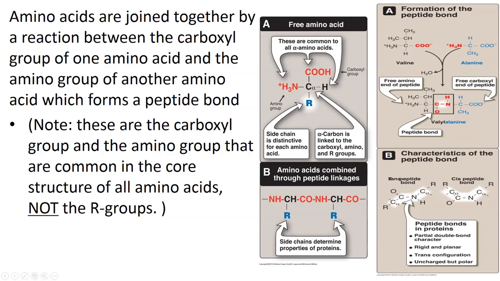Once again, the amino group and the carboxylic acid group that we're talking about when we're talking about forming a peptide bond, these are part of the core structure that are common to all the amino acids. So in this case, the R group is not participating in the formation of a peptide bond. Okay, the R group is kind of hanging off the end there.